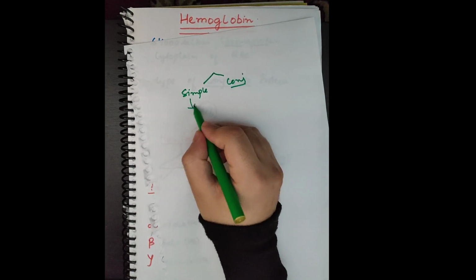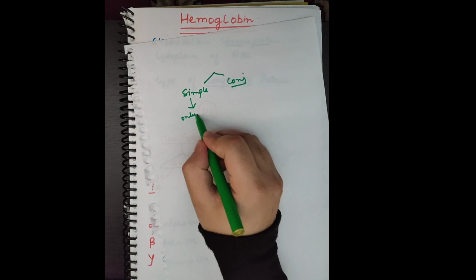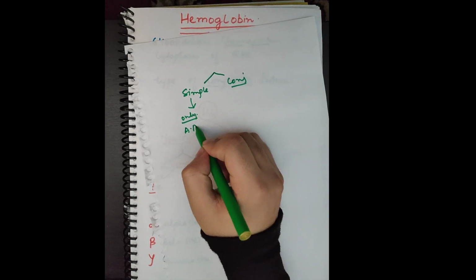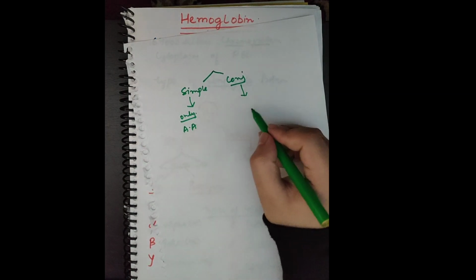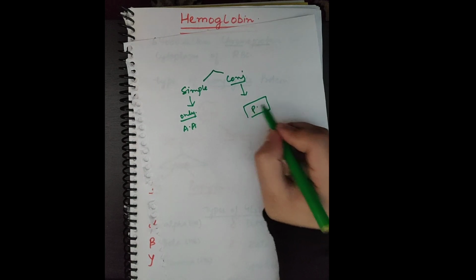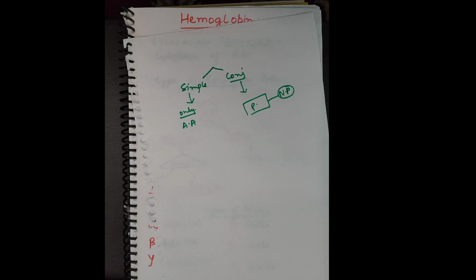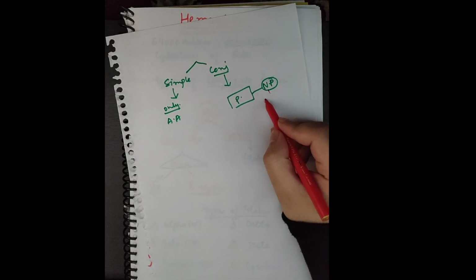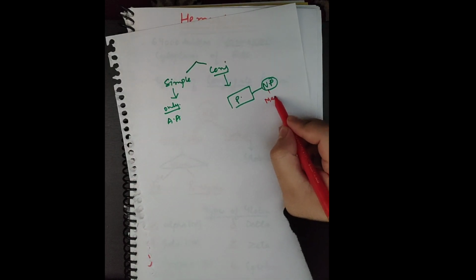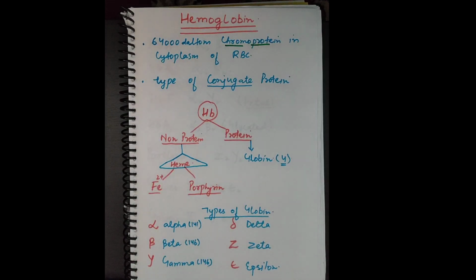Simple proteins are those which have only protein in them, made up of only amino acids. And conjugated proteins are those which have a proteinous part and a non-proteinous part. कंजुगेटेड प्रोटीन ऐसा प्रोटीन होता है जिसमें प्रोटीन के साथ साथ कोई नॉन प्रोटीन पार्ट भी प्रेजेंट होता है. Non-protein part means it has some metal ion, some vitamin, anything may be present associated with a protein. So hemoglobin is a type of conjugated protein.